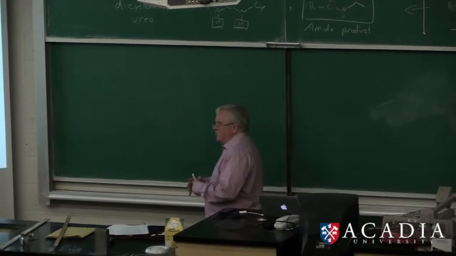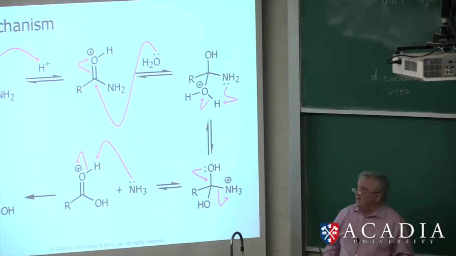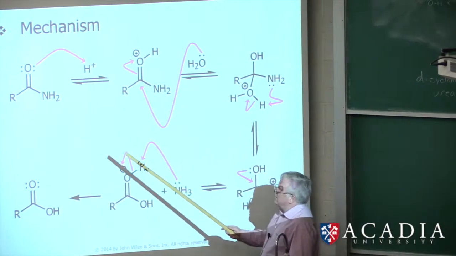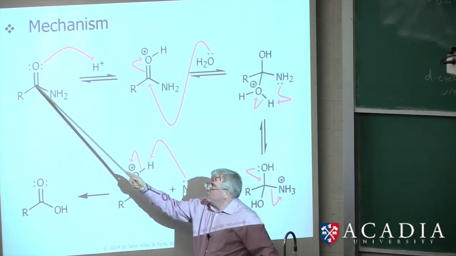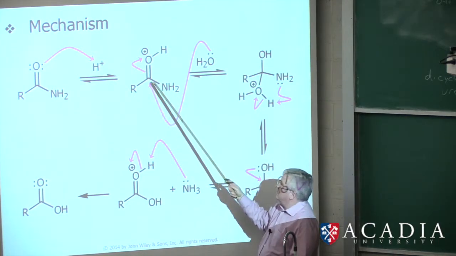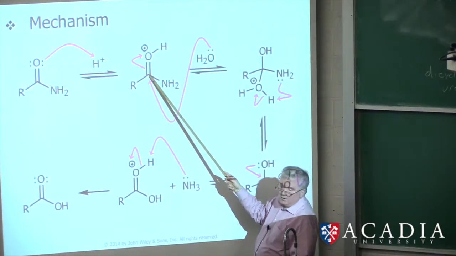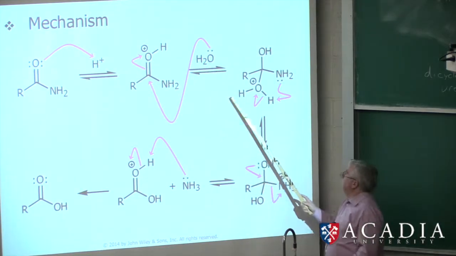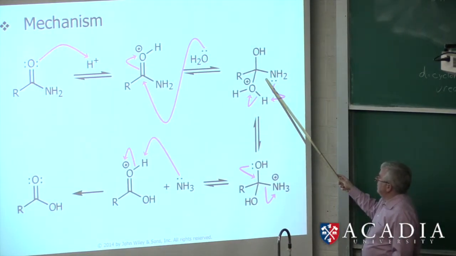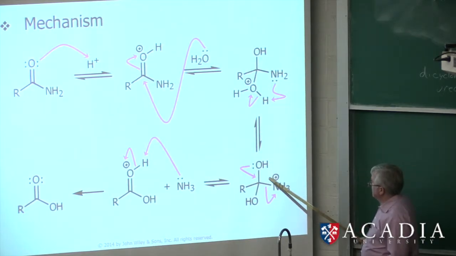Mechanism is as you would expect. The mechanism is the same for the acid catalyzed hydrolysis of anything else. The first step is the activation of the carbonyl group by protonating the carbonyl oxygen. That activates the carbonyl carbon to attack by even mild nucleophiles such as water. Then once we get to here, we can do a series of proton transfers to get to here.